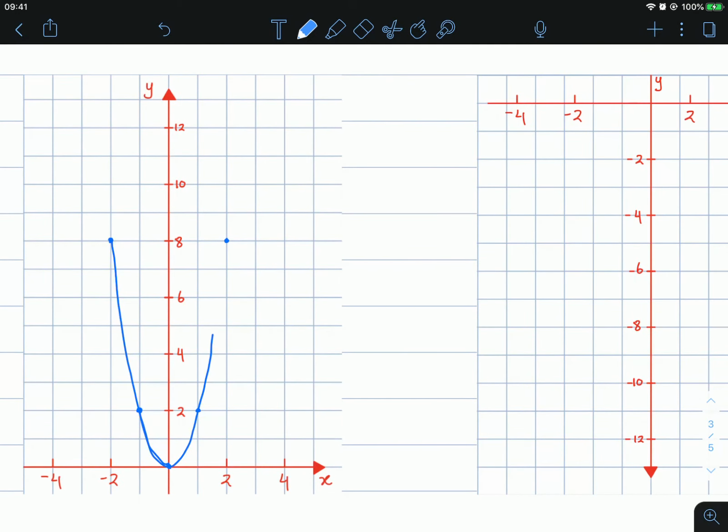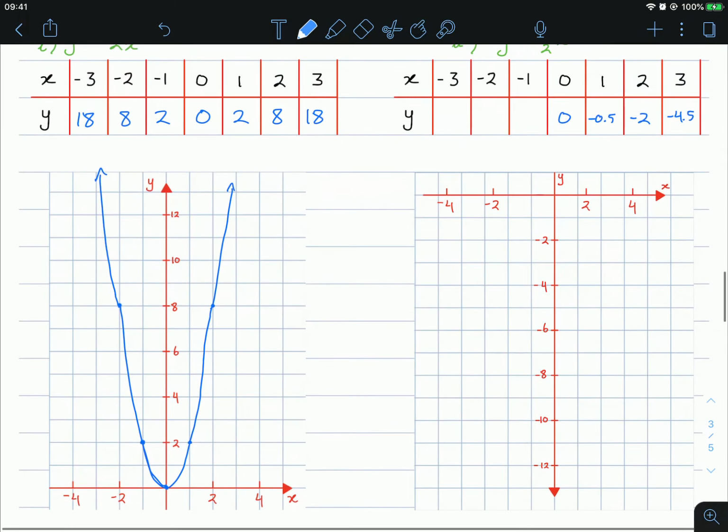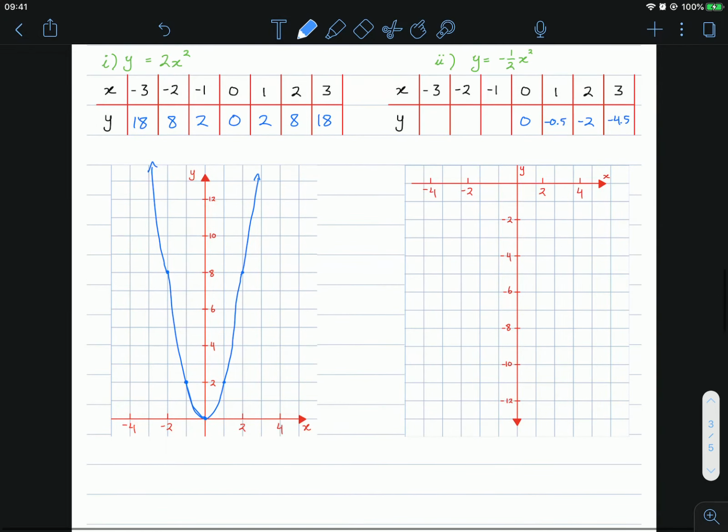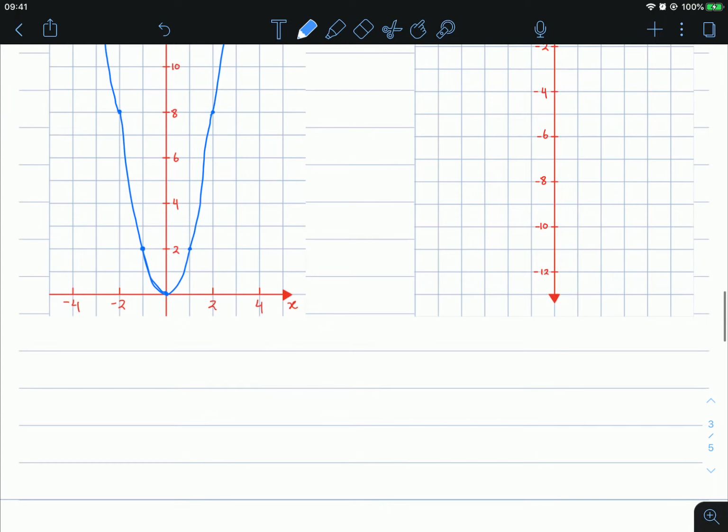And there we have it. Oop, that should go all the way up to 18. And there we have it. And from this, we can now write down whether it's concave up or concave down. This is nice and simple.